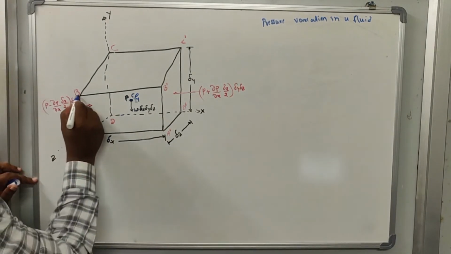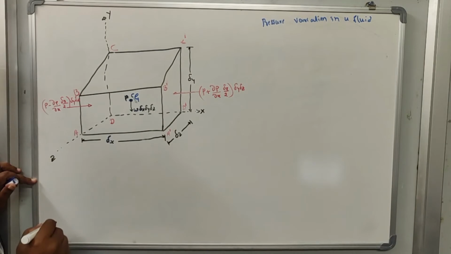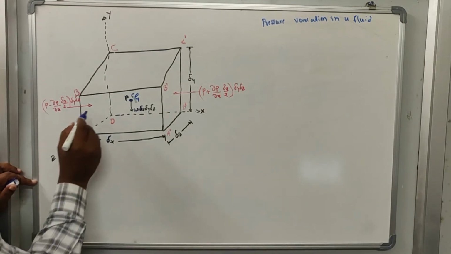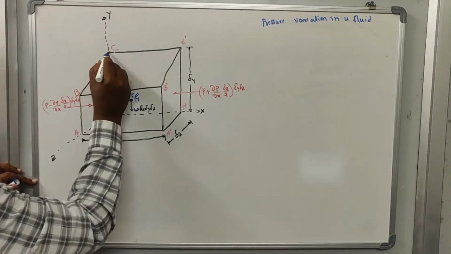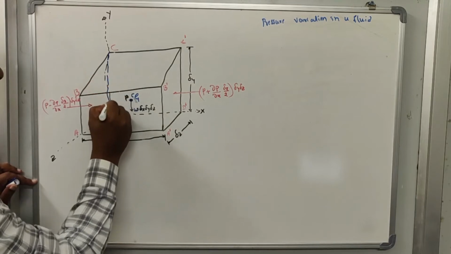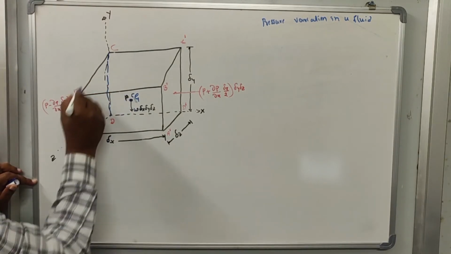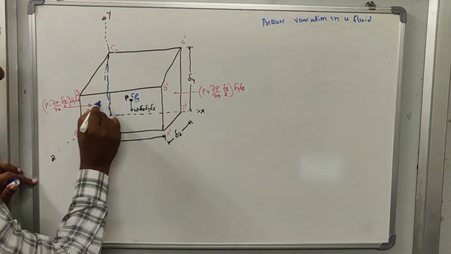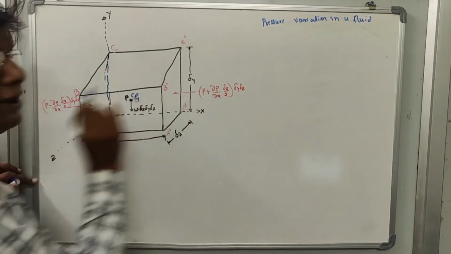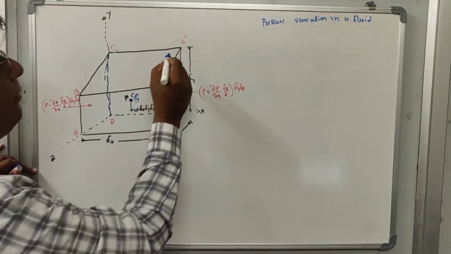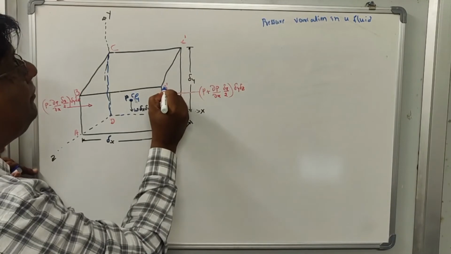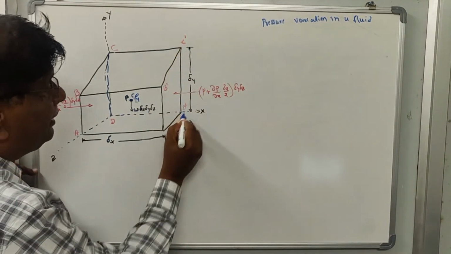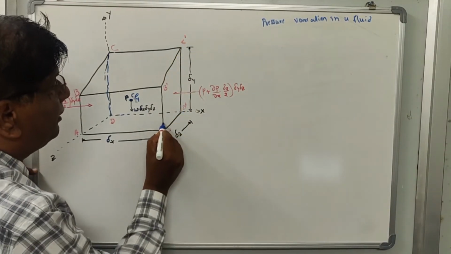So A, B, C, D is one surface, and the normal of this surface is in the x direction. Similarly, I have one more surface, that is B dash, C dash, D dash, A dash, this plane.